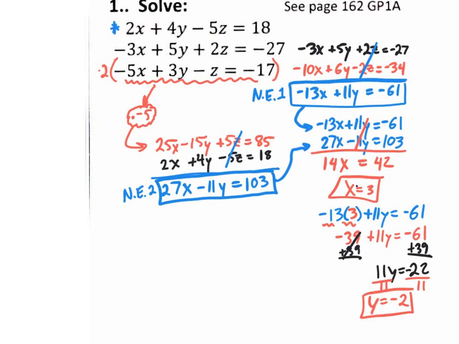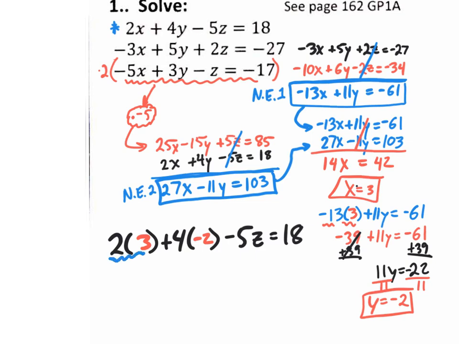Okay, so you could do it to any equation you want. I'm going to go with the top one. Why? I don't know. I'm just doing the top. You could plug it into any equation you want. So 2x, 2 parentheses, plus 4y, 4 parentheses, minus 5z equals 18. So we are plugging in the x value of 3, the y value of negative 2, and now let's do some math. 2 times 3 is 6, 4 times negative 2 is negative 8.